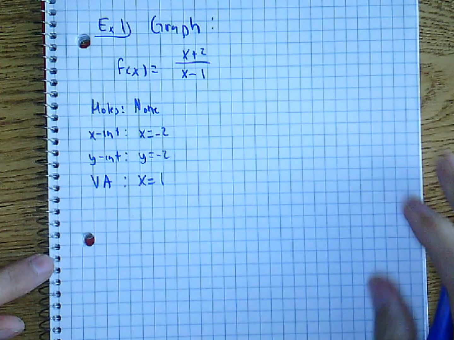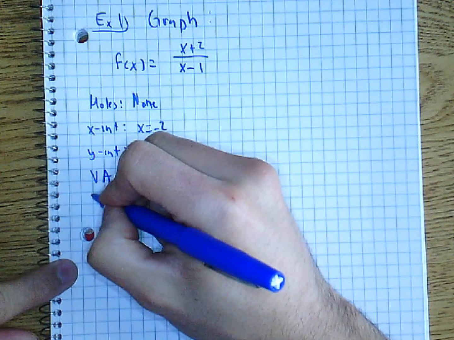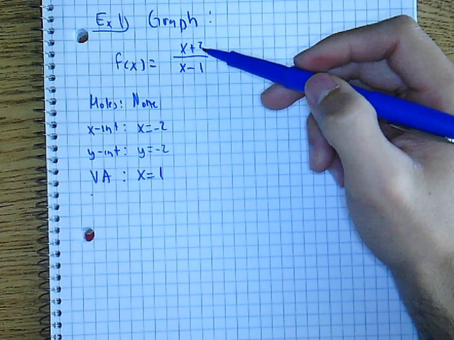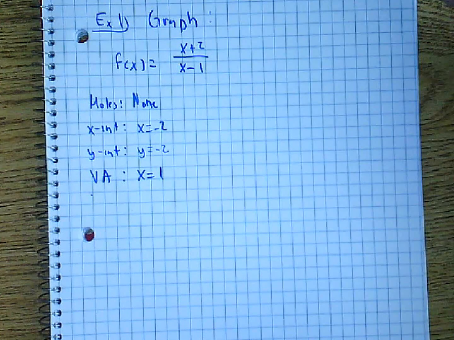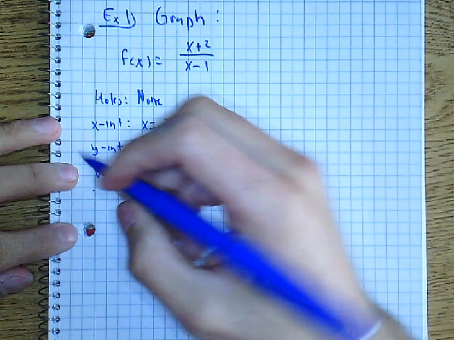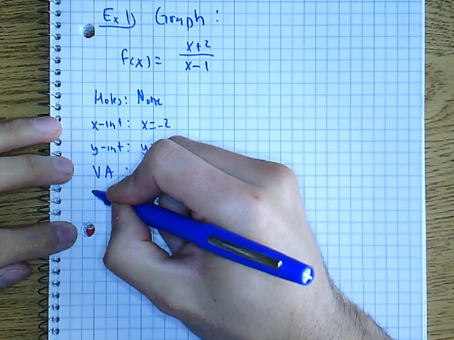So what happens when the degrees are the same? How do I find the horizontal? You would divide the leading coefficient of the numerator by the leading coefficient of the denominator. Cool. The leading coefficients are 1. 1 divided by 1 is 1. Very good. Okay, so we have a horizontal. That means by default we do not have a slant.